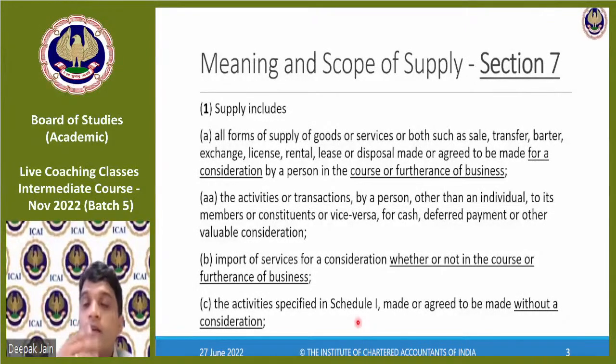Like they've said some examples, like sale or disposal of asset. So if I sell some asset, even if I don't get consideration, still you have to pay GST because it is mentioned in Schedule 1. But that should be in the course of furtherance of business. They have not mentioned that it should not be in the course of furtherance of business. Aisa nahi likha hai. So this should be in the course of furtherance of business. Clear with this first thing? Because the other slide is just a simple slide. This is the main important thing. What is supply?